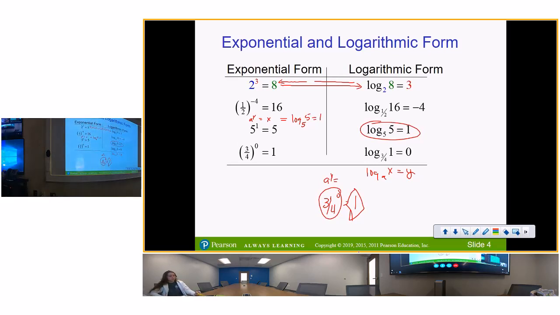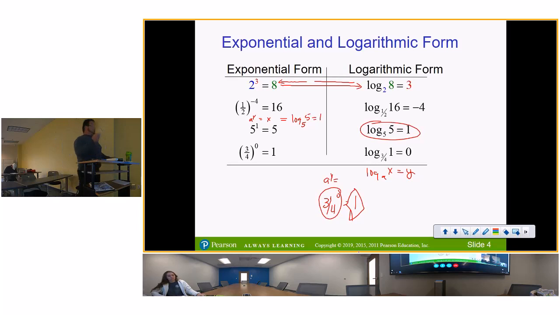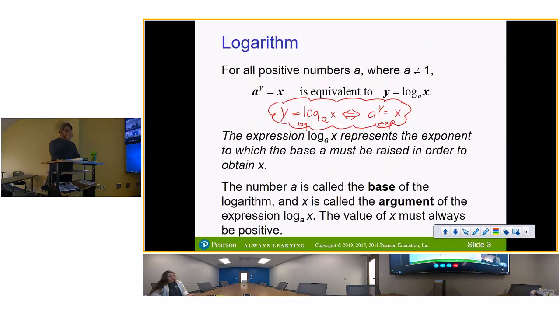So that's how you use the definition of a logarithm. You're going to come back and use the definition of a logarithm in like 6.4 or 6.5 when we're doing logarithmic equations. But that's one thing right there. If you don't remember it, if you don't write it on a card and highlight it, then you're going to flunk this test.